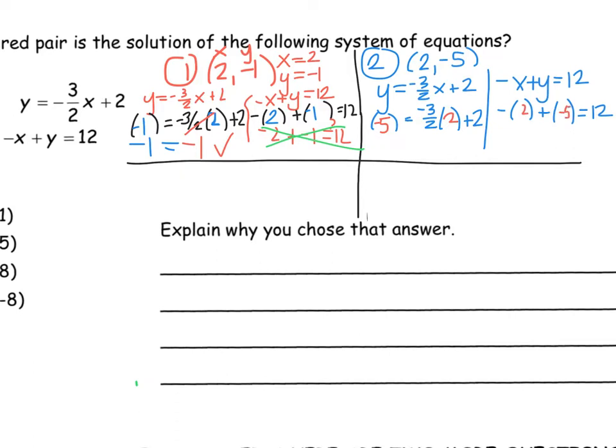Now guys, right away, look over here. I'm not even going to do all this. Look over here. That's going to be -2 minus 5. That does not equal 12. So this is out.